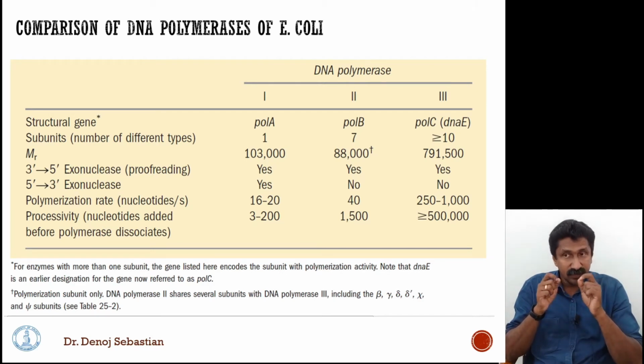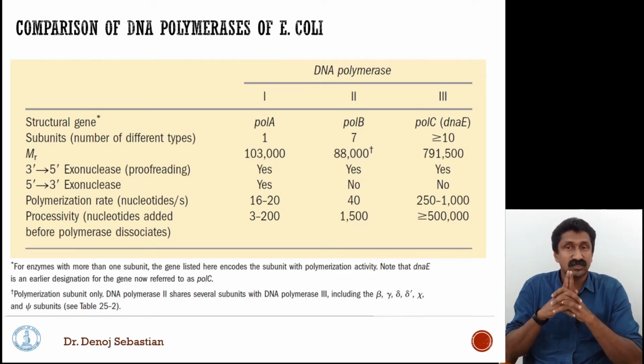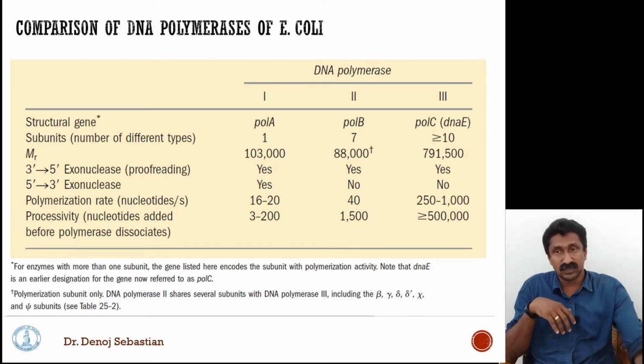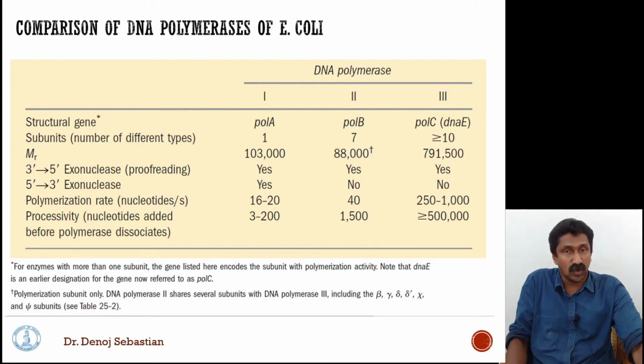Here, both 5' to 3' and 3' to 5' exonuclease activities are present for DNA polymerase 1, whereas the 5' to 3' exonuclease activity is not present in the other two enzymes, that is polymerase 2 and 3. It is also having some relevance, and we will discuss why the 5' to 3' exonuclease activity is not available in these two enzymes later.